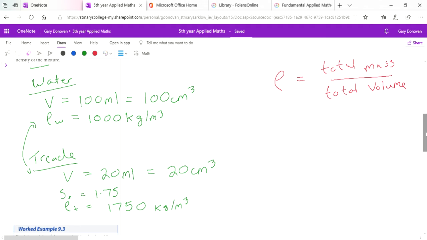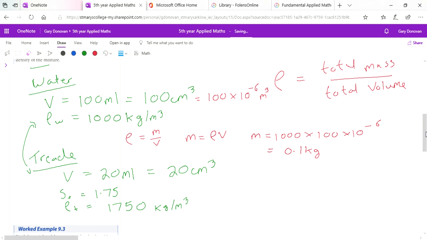First of all, we need to use SI units here. So we have 100 centimeters cubed. That's the same as 100 multiplied by 10 to the minus 6 meters cubed from the last video. If we want to get the mass of the water, density equals mass divided by volume, so mass equals density multiplied by volume. So mass will be its density, which is 1000, multiplied by 100 times 10 to the minus 6. So the mass of the water works out as 0.1 kg.